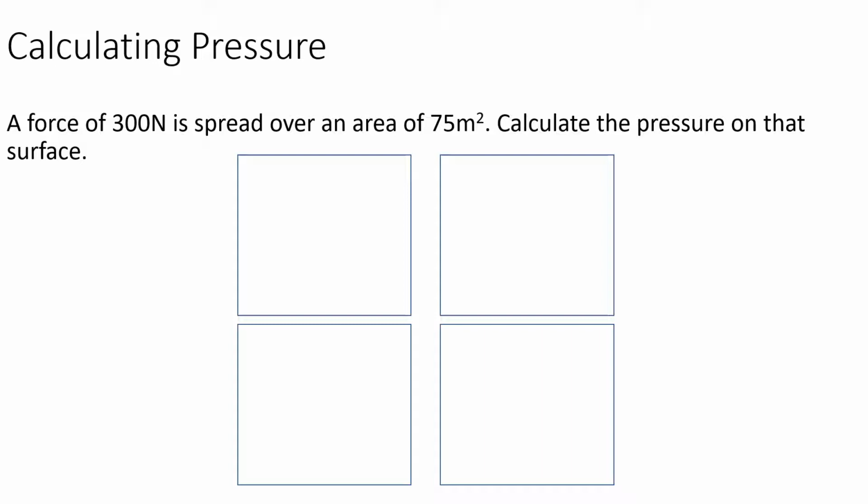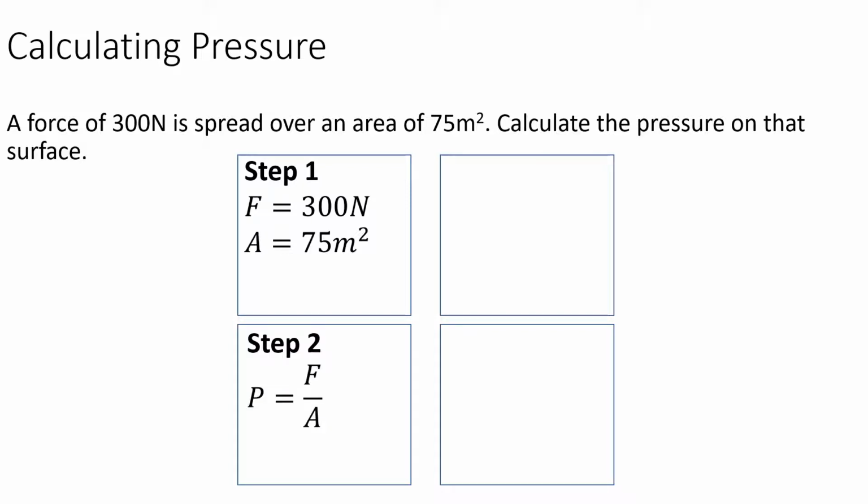The first step that we should take is to write down what we know. We know F, 300 newtons, and we know A, 75 meters squared. Now sometimes in step 1 you'll also need to convert to SI units. Step 2 is to write down the equation that we need to use. So if we're looking for pressure and we have force and we have area, that means we're going to use P equals F over A.